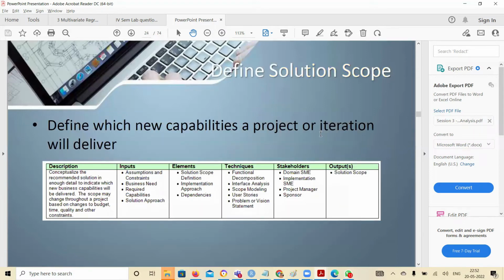And then we create the solution scope. Solution scope is what? Can you guess? We discussed this briefly. Whenever you see scope, it means your syllabus. Always compare scope with syllabus: what needs to be covered and what need not be covered.